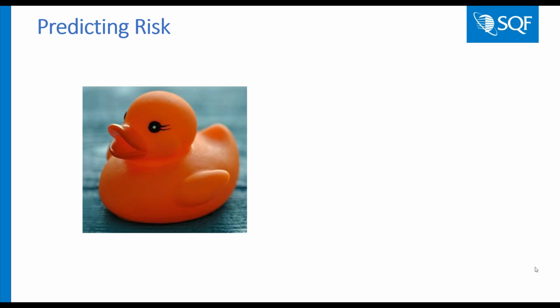So, predicting risk. During the process of your food safety system, how do you go about predicting risk? I've got this cute, sweet, innocent duck here. He's probably similar to a lot of your suppliers or your employees. They always do the right thing, right? They always follow those procedures, always looking out for food safety and quality. And unfortunately, that is not always the case.